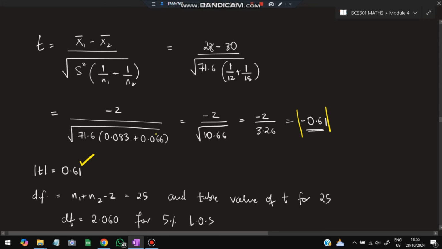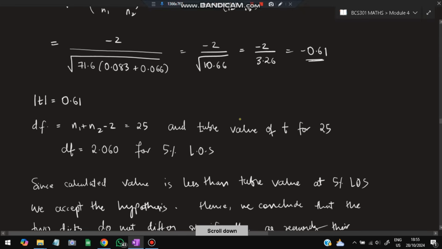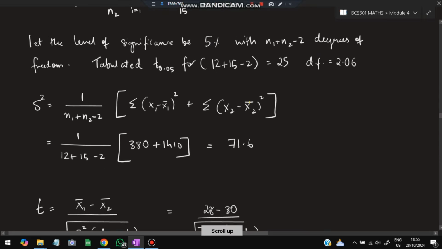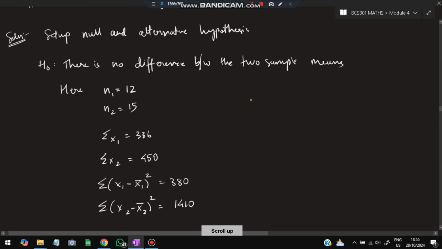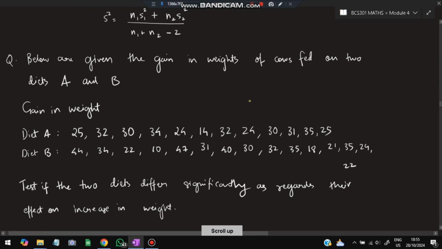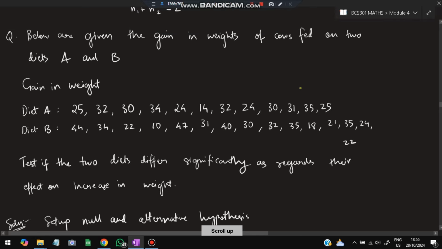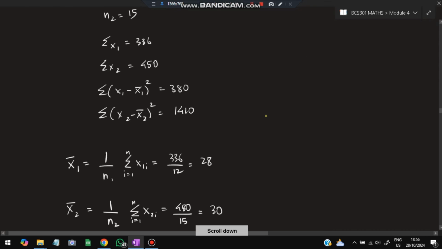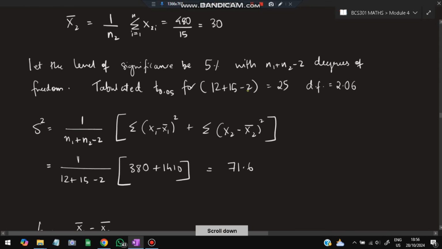Now after getting the t value, what you have to do? They had given us 5% LOS, 5% limit of significance. Here they have not given anything, so in case they don't give anything, we'll assume 5% limit of significance. For 5% limit of significance, you have to see the table and get the tabulated value of t of 0.05.